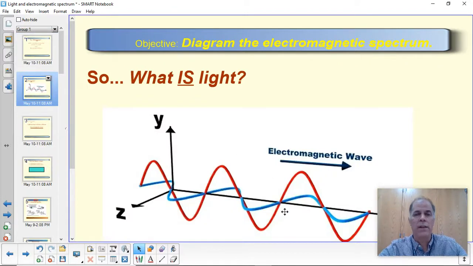Light is what we call an electromagnetic wave, and it's actually an oscillation between an electric field and a magnetic field. It turns out that electricity and magnetism are two sides of the same coin. As you know, if you take a wire and wrap it around a nail and then run an electric current through that wire, you can pick things up with the nail because it becomes magnetic. So an electric current can produce a magnetic field.